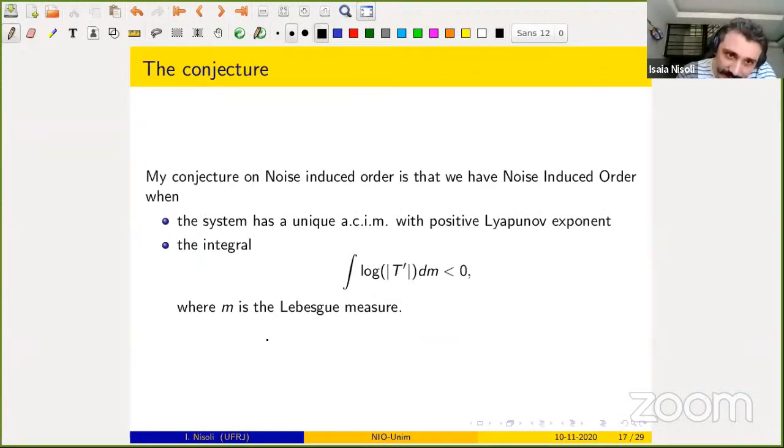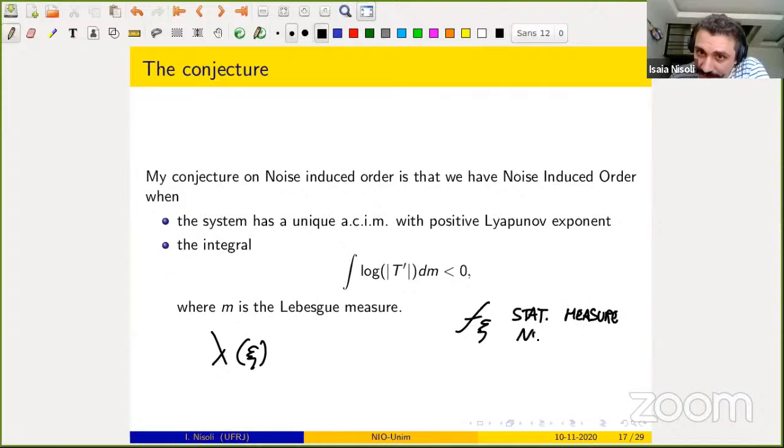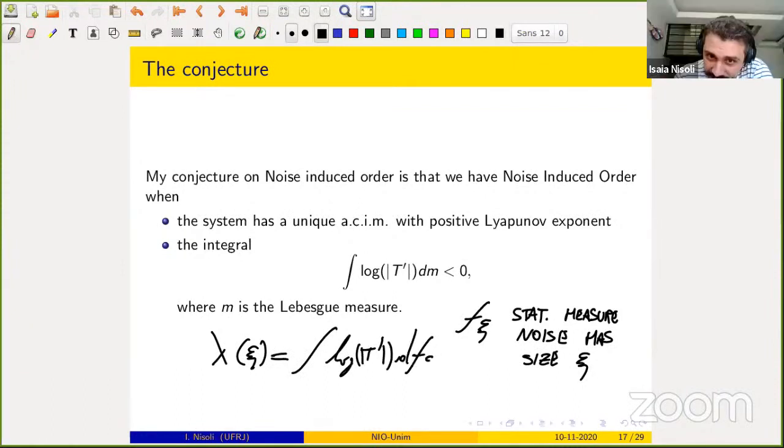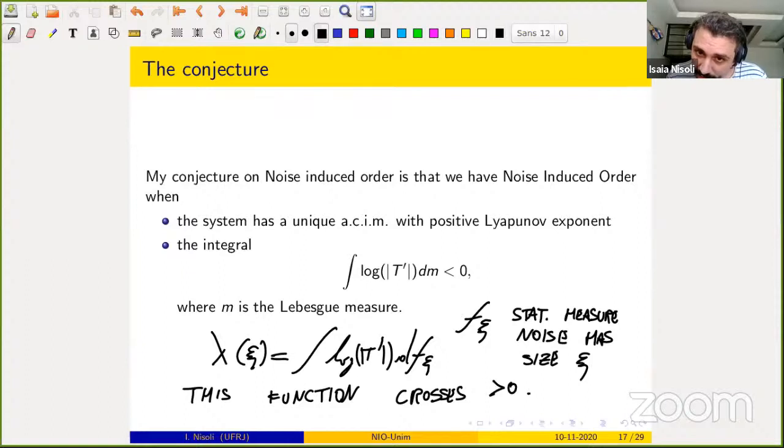First, let's see. We have this function lambda of xi. If we call mu_xi the stationary measure when the noise has size xi, and we call lambda of xi the integral of the logarithm of T' d mu_xi, with respect to this stationary measure, then this function crosses from bigger than zero to smaller than zero. So essentially, we have this function that is the Lyapunov exponent of the stationary measure. And this function is positive for a while and then crosses and goes negative. Okay, so what I'm proving in this is this.